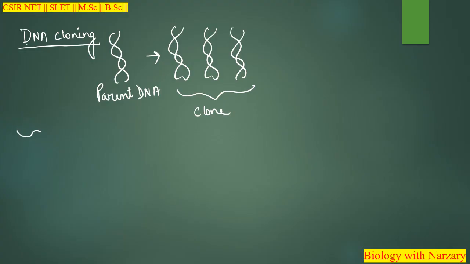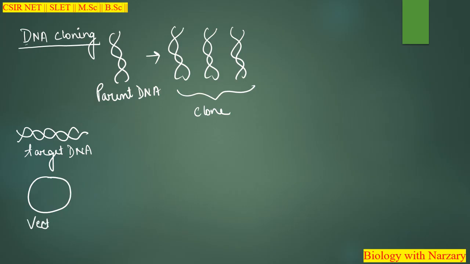For this we need a target DNA. This target DNA will contain the gene of interest that we want to clone. Now, this gene of interest must be inserted inside the host cell. So for this, we need a vehicle. So we also need a vector, since we know that a vector is a DNA molecule which will behave as a vehicle and is used for transportation of the gene of interest.